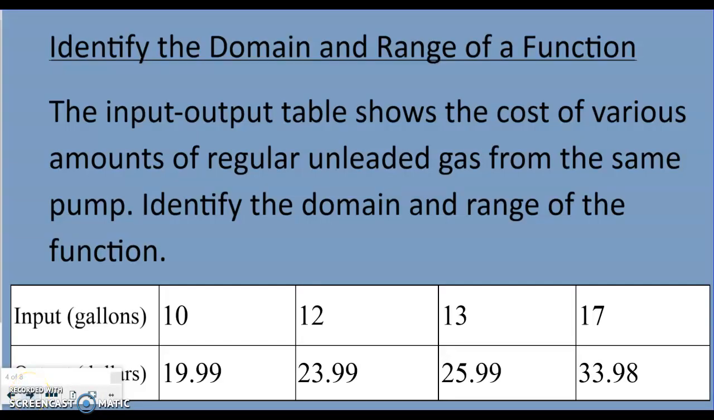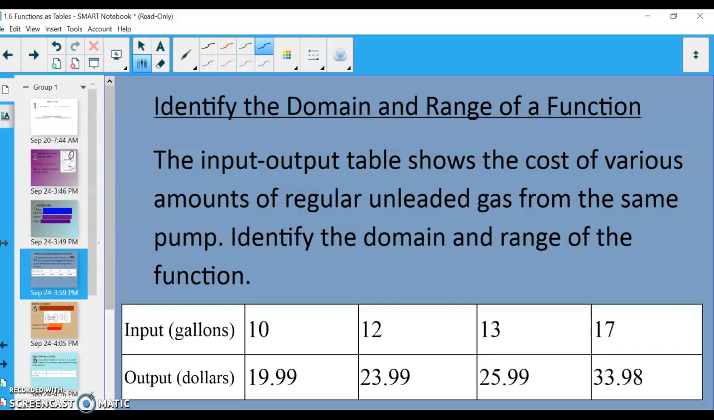So again, as we identify the domain and the range of this function, this input and output shows the cost of various amounts of regular unleaded gas. You'll see that they all come from the same pump. We're going to identify the domain and the range of that function.